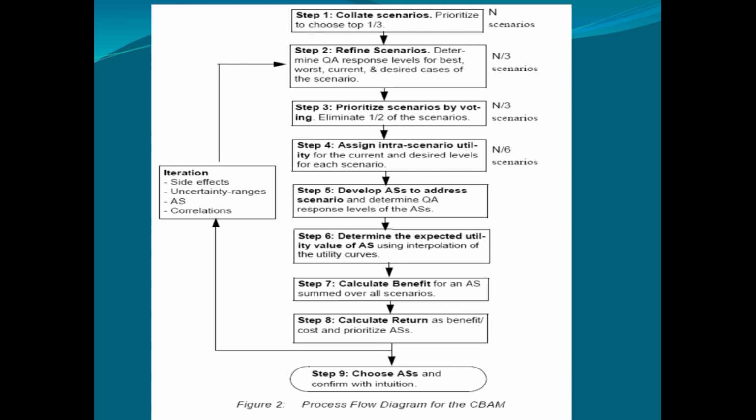Step 8, calculate return as benefit over cost and prioritize AS. That is, choose architectural strategies based on the ROI. In step 9, choose ASs and confirm with intuition. That is, confirm results with intuition. That is, the results we are getting after the whole process are compared, or the result is confirmed.